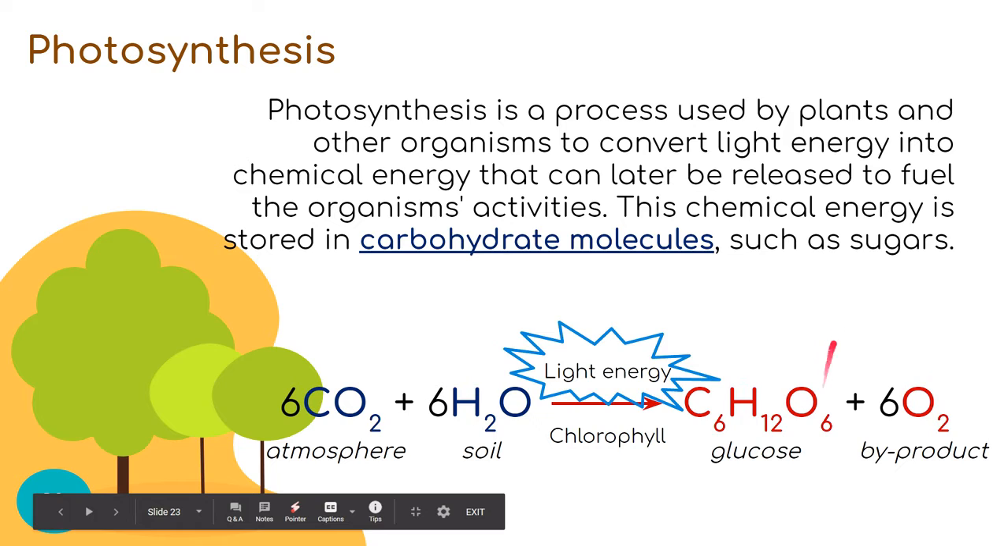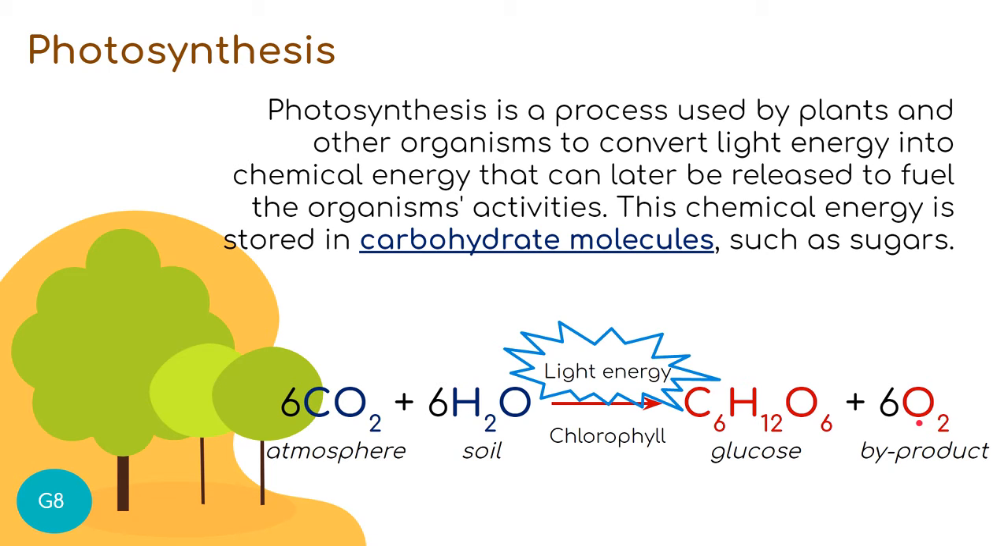C6H12O6, and they release 6 molecules of oxygen as a byproduct. Okay, so 6 carbon dioxide and 6 water produce 1 glucose molecule and give off 6 oxygen molecules as a byproduct. So that's the process of photosynthesis.